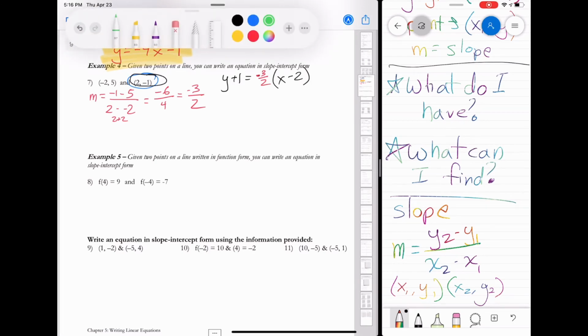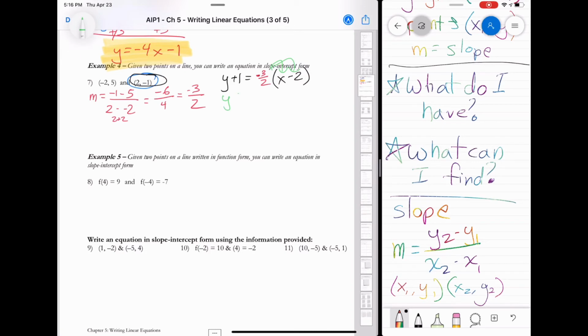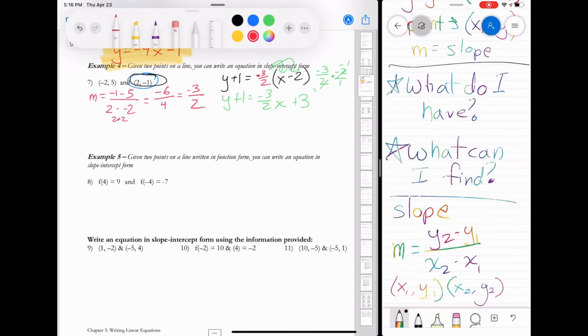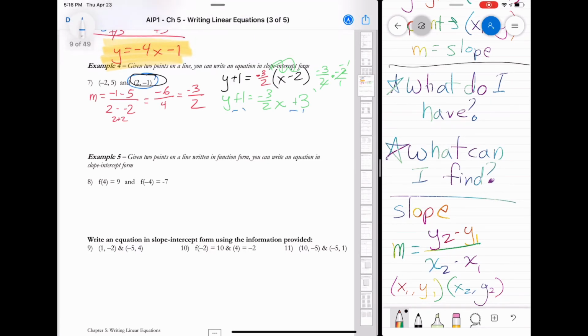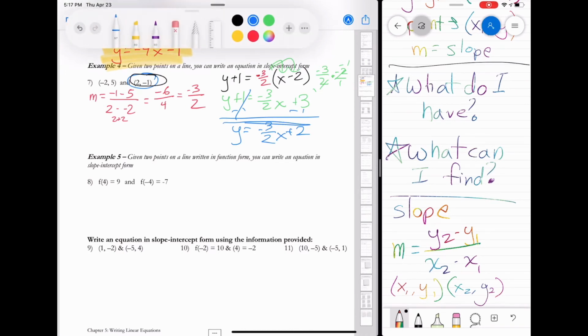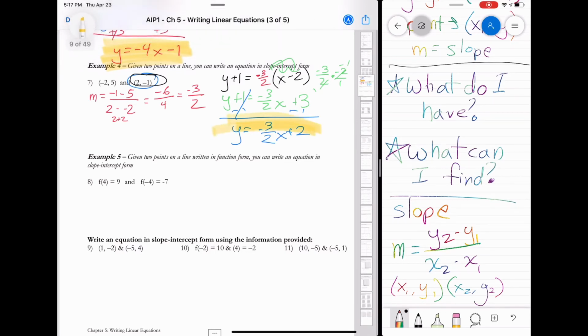Now, same rules. I'm going to distribute. So I get y plus 1 equals -3/2x. Remember, when you multiply fractions, you're just going to do it small over here. These cancel out, and I get a +3. I'm still not done. I got to balance it out from here. So I'm going to subtract 1 on both sides. So I get y equals -3/2x plus 2. That is my final answer. I get this as my final answer.